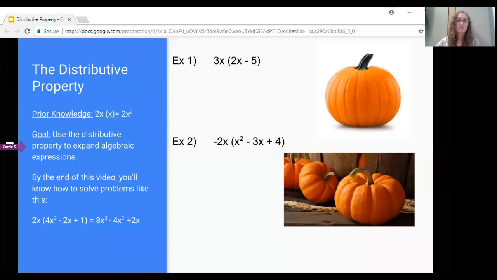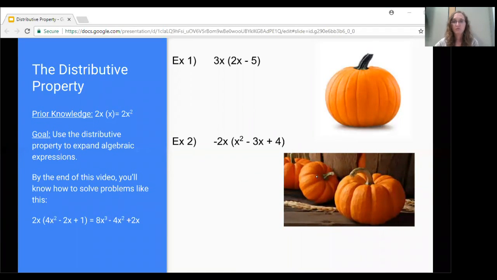So that's using the distributive property to expand algebraic expressions. And by the end of the video, you'll know how to solve problems like this one down here. So when there's one factor out front multiplied by, in this case, a trinomial, because it has three terms in there, we're going to start by taking a look at example 1.